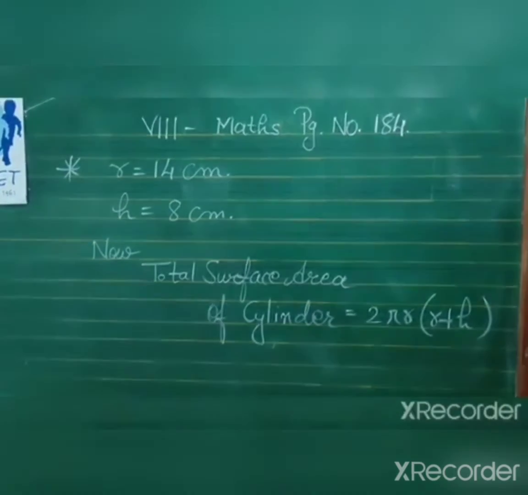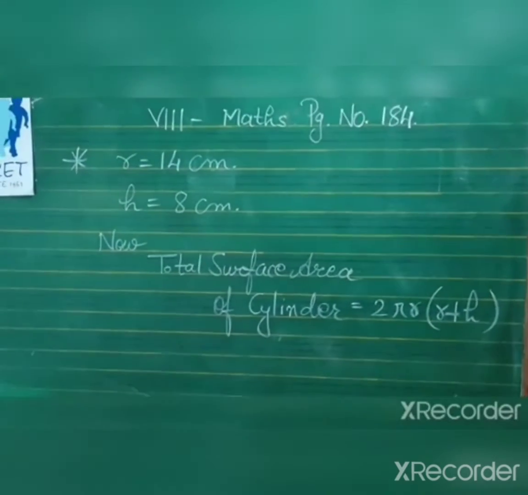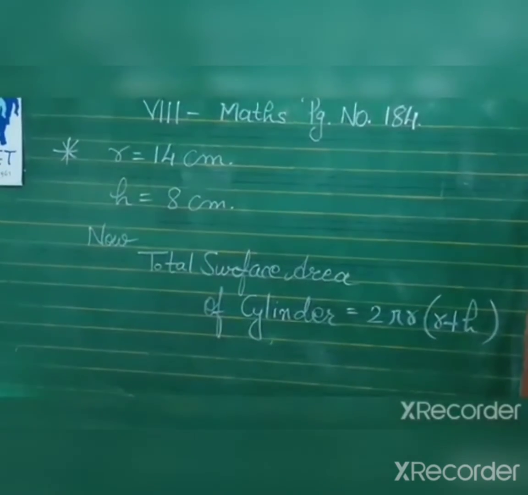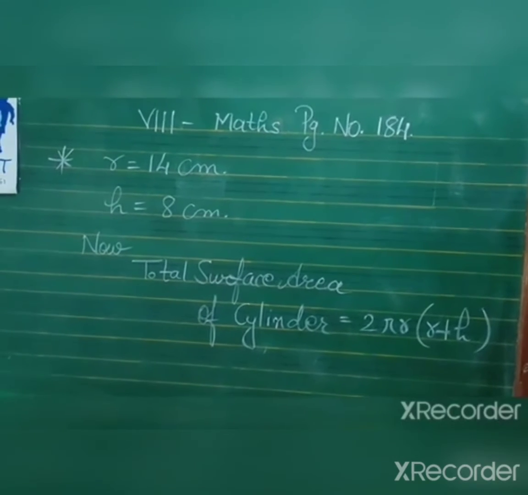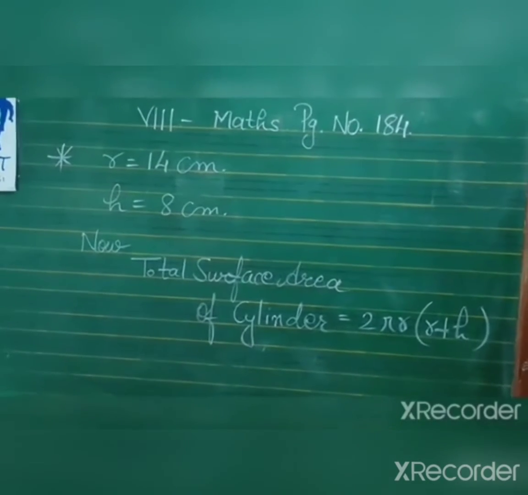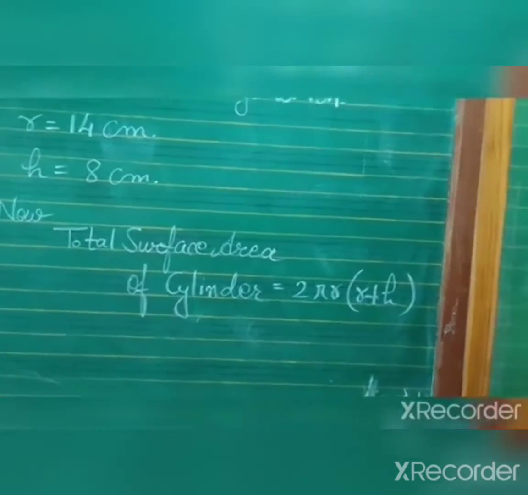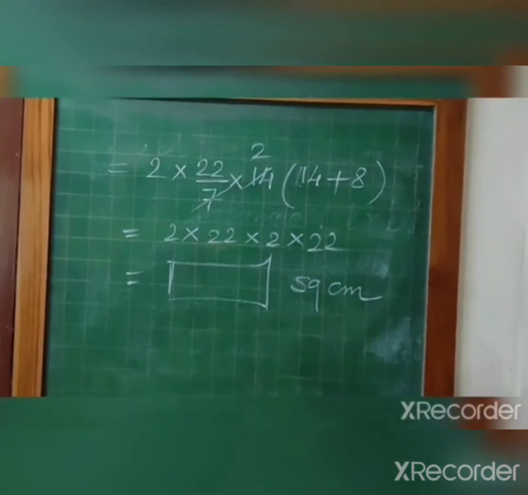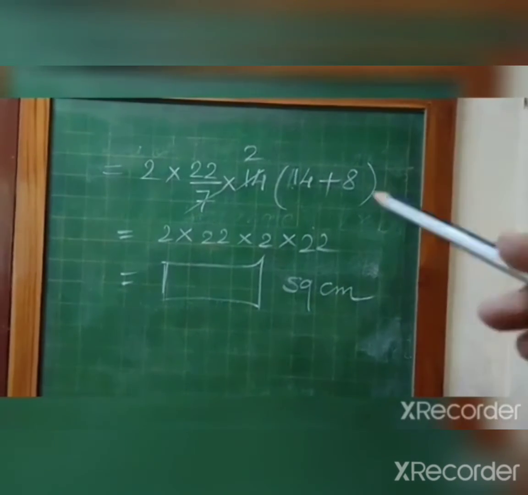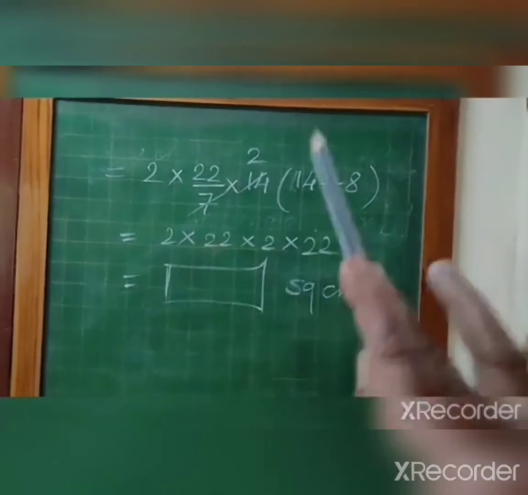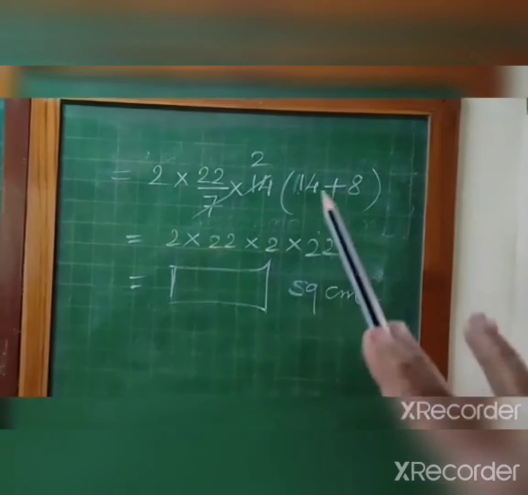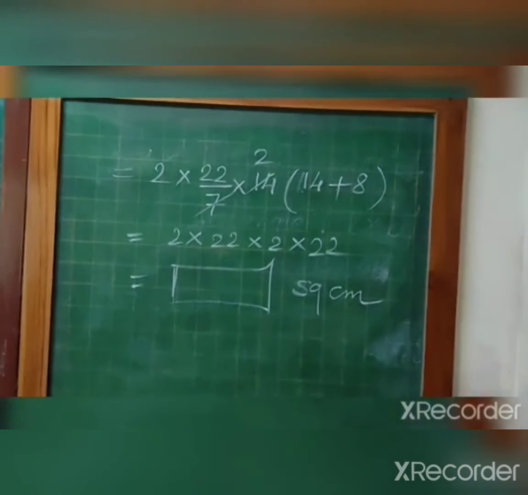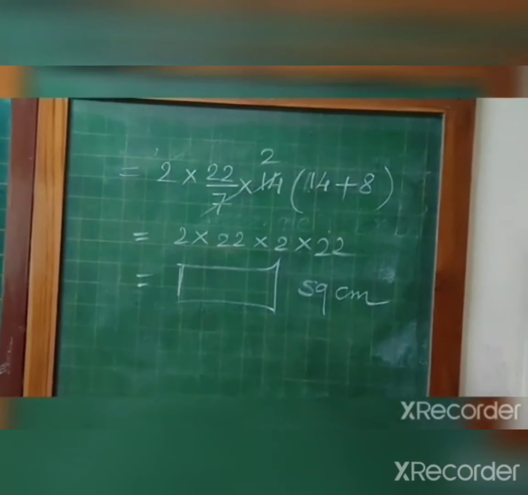Now you can see here in try this, the radius is given as 14 centimeter. In the cylinder you will write: radius of cylinder is equal to 14 centimeter, height of cylinder is 8 centimeter. Then total surface area of cylinder is 2 pi r (r plus h). 2 into 22 by 7 into 14, and in the bracket r plus h, that means 14 plus 8. 7 twos are 14, 2 into 22, and 14 plus 8 is 22. Whatever value you get will be your answer. The second one you will solve yourself.